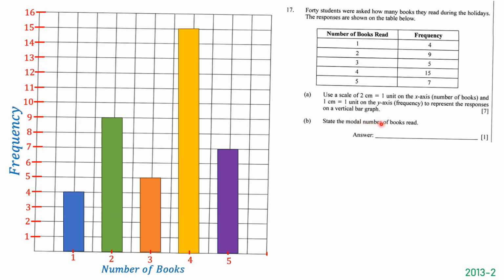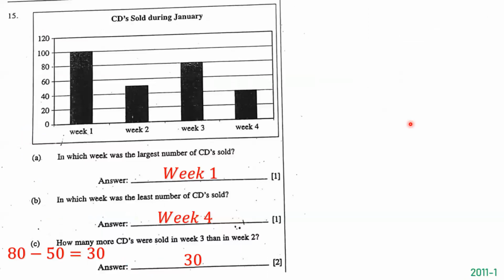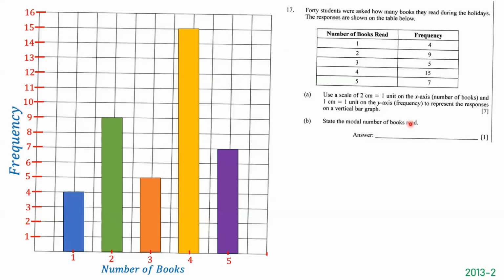State the modal number of books read. Did I answer that? No, I didn't answer it. But when we say the modal number of books read, what number had the highest frequency? Well, it's obvious from the graph that that would be 4, right? So the modal number of books read, most persons read 4 books, right? Most persons read 4 books. The modal number of books read is 4 because the frequency is 15.